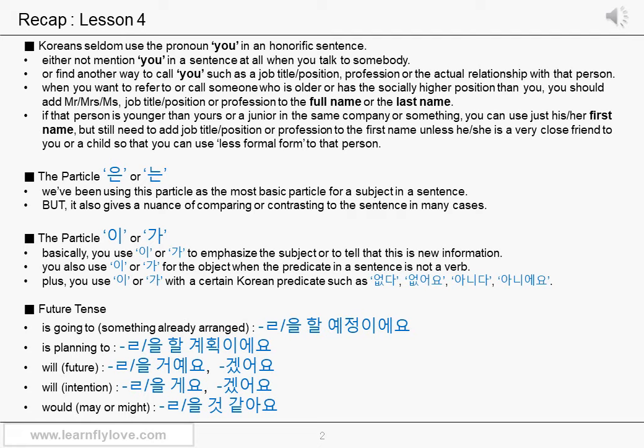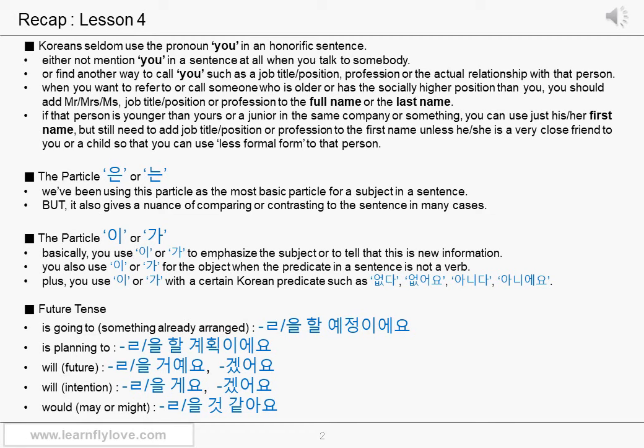Okay? The point is, if you choose to use an honorific form, that means the listener is not a very close friend to you. Therefore, you should find the proper way to refer to or call the second or third person. Okay? The particle 은 or 는. When do you use the particle 은 or 는? We've been using this particle as the most basic particle for a subject in a sentence, but it also gives a nuance of comparing or contrasting in many cases.